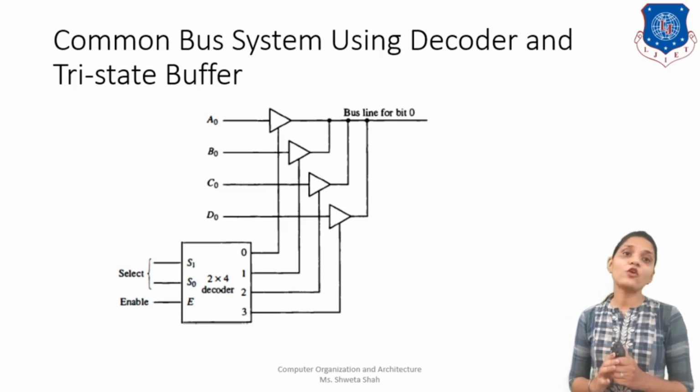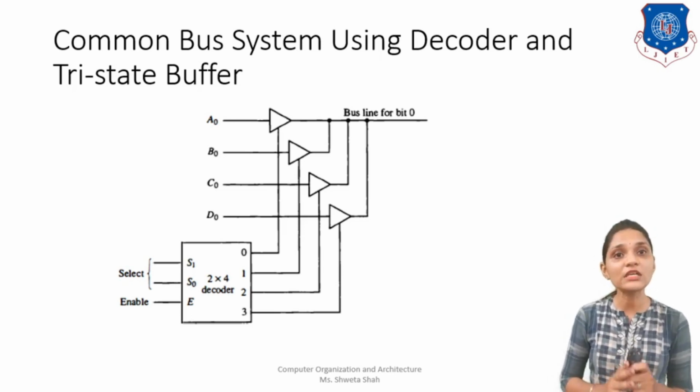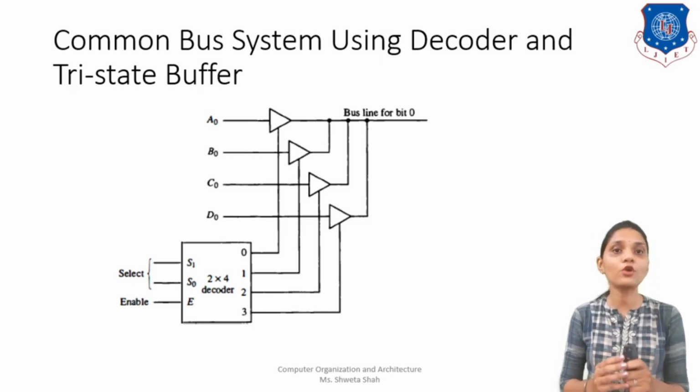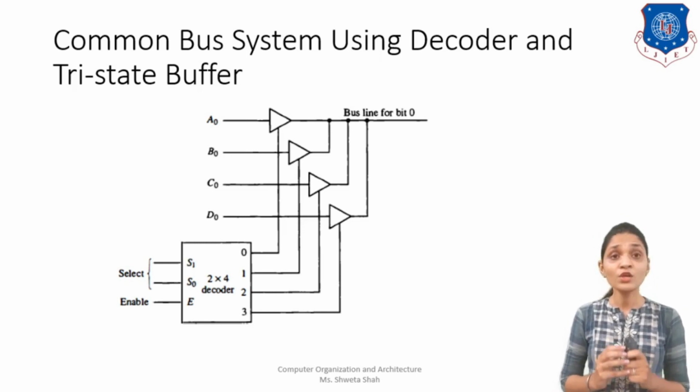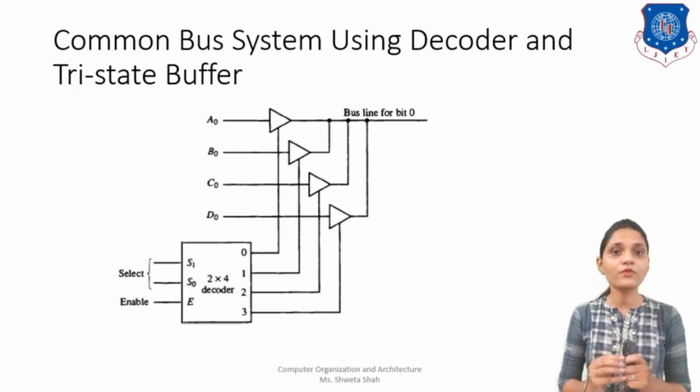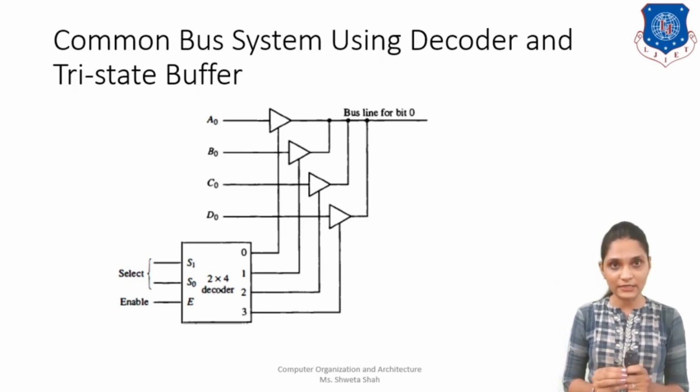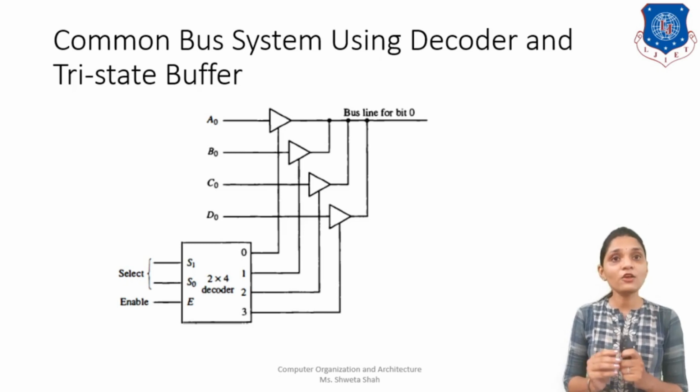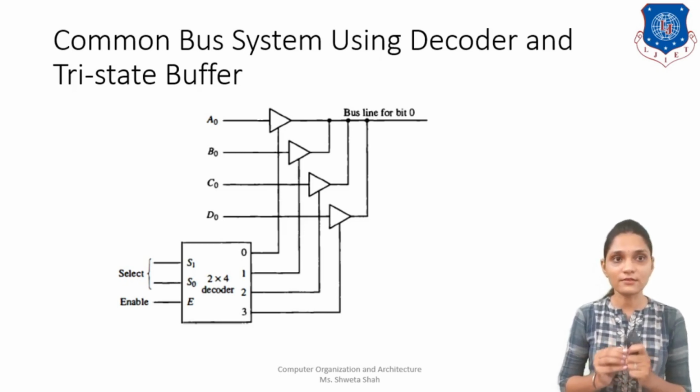This activated output we are connecting to the control input of this tri-state buffer. So at a time, any of these 4 inputs will be activated. That means any one tri-state buffer can be activated at a time.